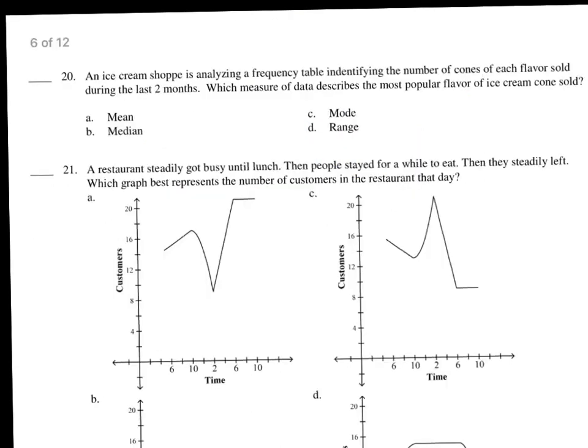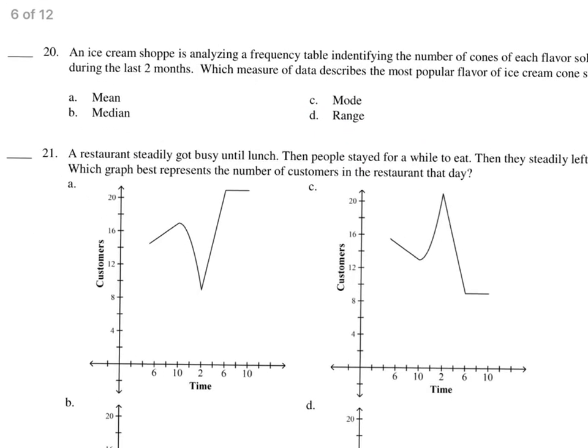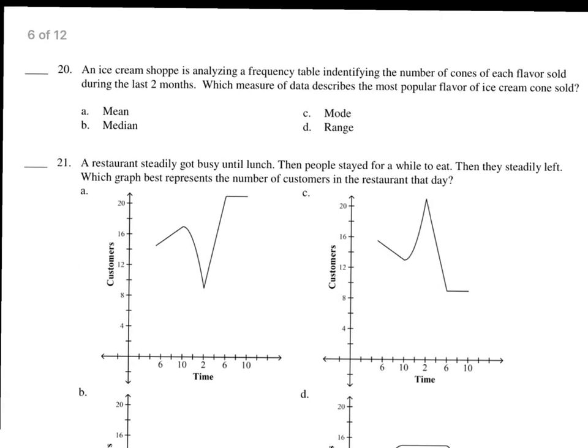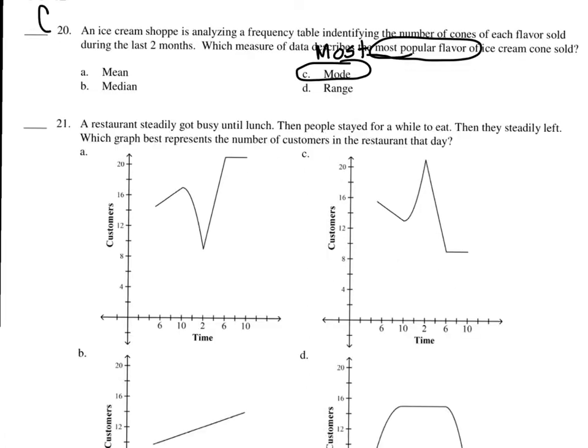For number 20, all we need to do is figure out which one of these, mean, median, mode, or range, is the most popular. So the most popular flavor of ice cream will be the one that people buy the most. And the measure of the most is the mode. Some people remember because mode kind of looks like the word most. So it'd be answer C.